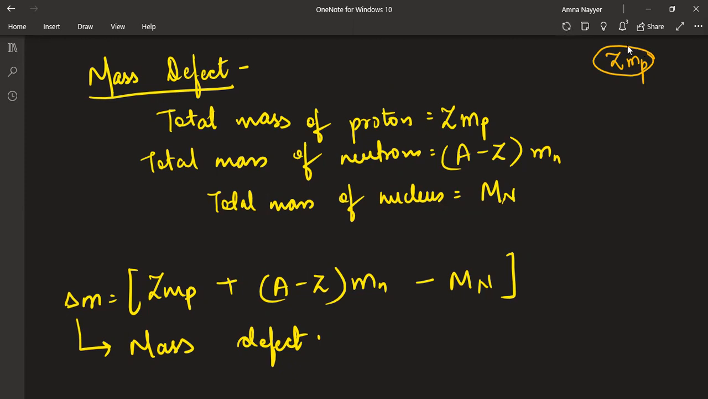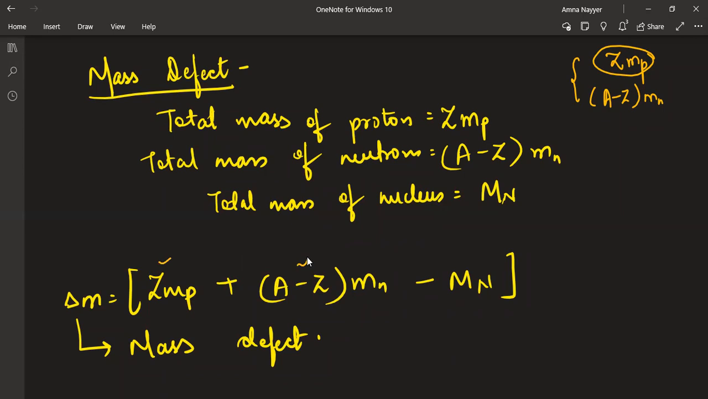Now, the number of neutrons, remember I told you, is A minus Z. Mass of a single neutron is Mn. So total mass of neutrons will become (A minus Z) into Mn. So when you add both, the total mass of nucleons, that is protons plus neutrons, will be the sum of Z Mp and (A minus Z) Mn. That is what has been written here.